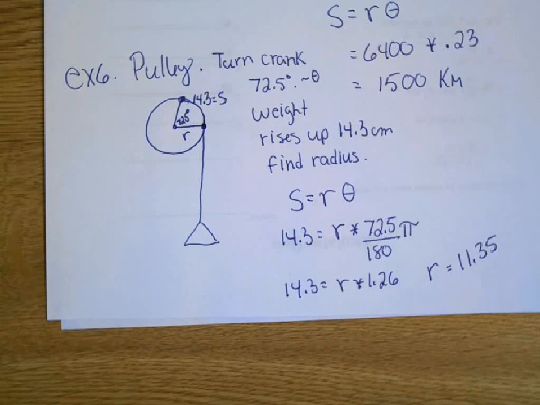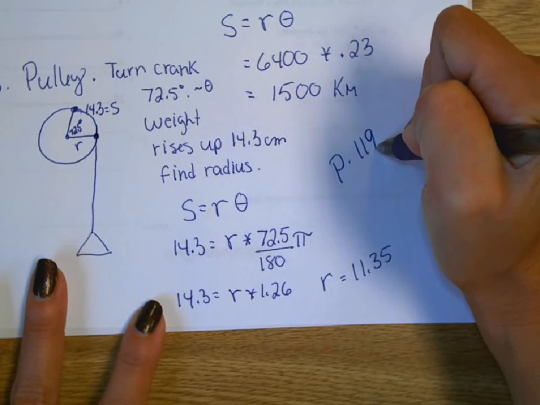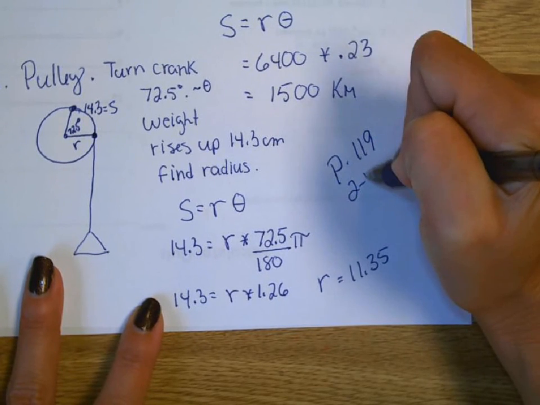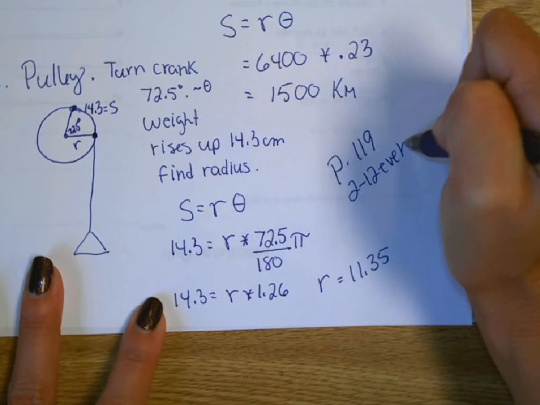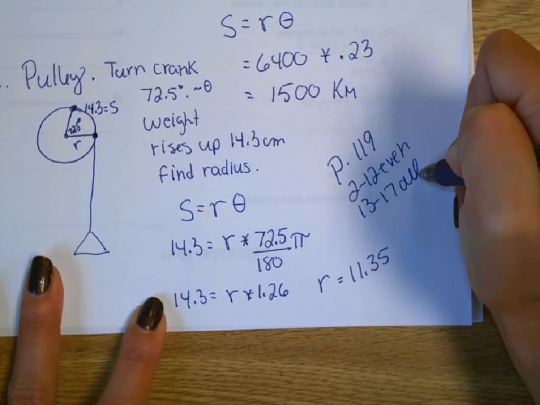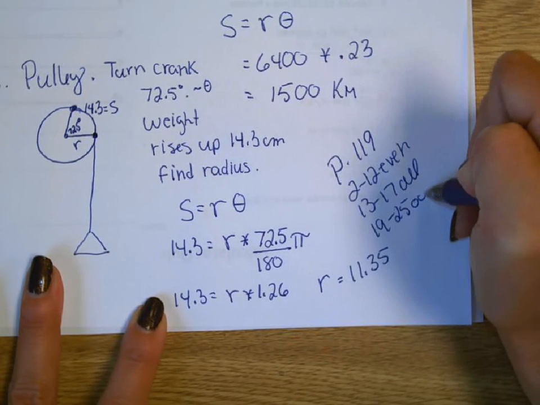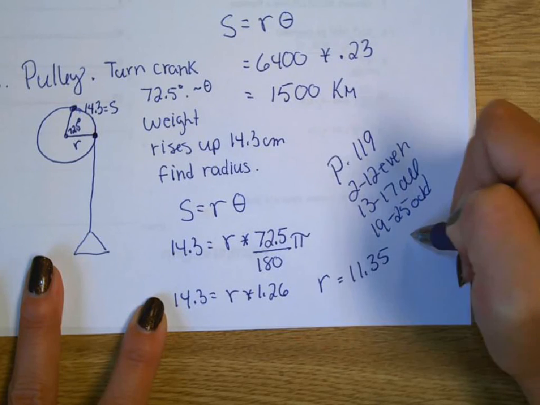Okay, I am done. Let's see. It is 3-2, page 119. 2 through 12 even. 13 to 17 all. 19 to 25 odd. Oh, I really like to mix it up today. And 26.